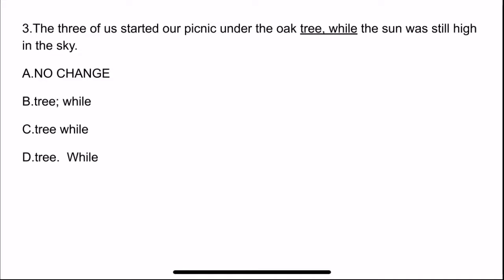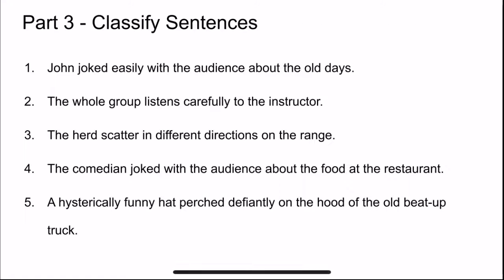And then number 3, the 3 of us started our picnic under the oak tree while the sun was still high in the sky. Okay, so you need to decide what you should do with number 3. What would your choice be? Okay, now let's classify the sentences.